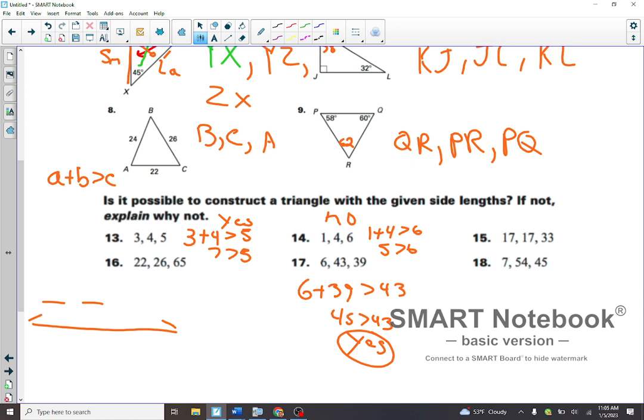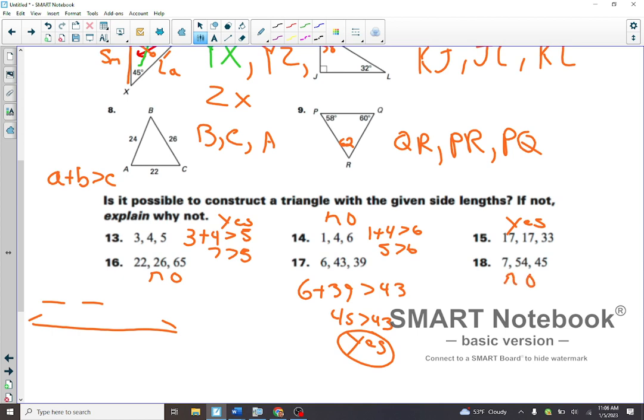Okay. And someone asked, how do you show your work? Just show me the inequality: 45 is bigger than 43. 15 is a yes. 16 is a no. And then 18 is a no.